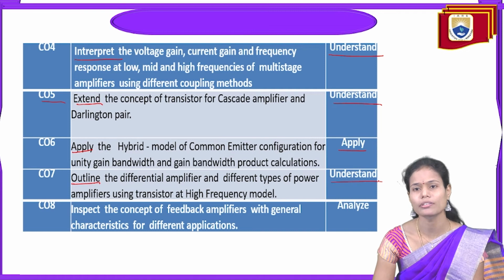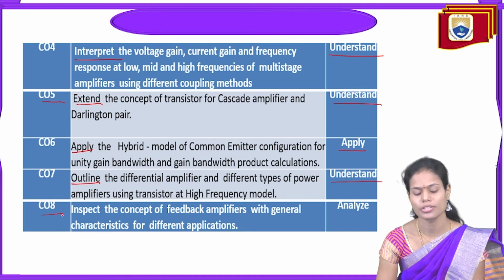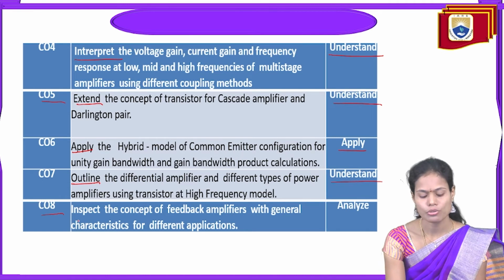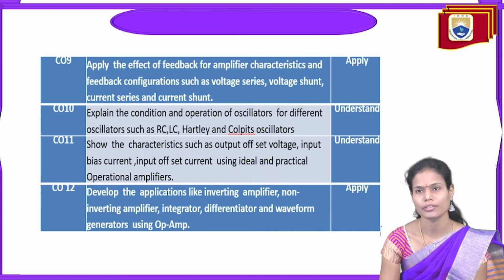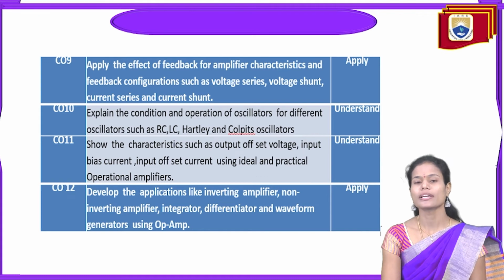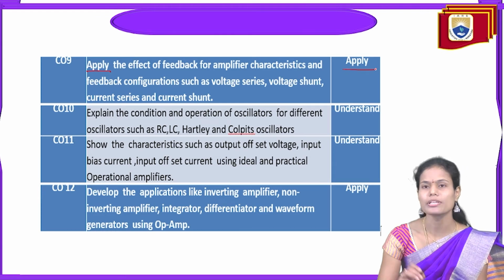In this case, we are understanding the differential amplifier and different power amplifiers to find the high frequency models. And next, CO8: inspect the concept of feedback amplifiers with the general characteristics for different applications. So here inspect is nothing but analyze. And next CO: apply the effect of feedback for amplifier characteristics and feedback configurations such as voltage series, voltage shunt, current series and current shunt circuits. It is nothing but the concepts of feedback amplifiers. We are applying these concepts to see the effect of feedback on the amplifier characteristics. So for apply, Bloom's taxonomy is apply here.